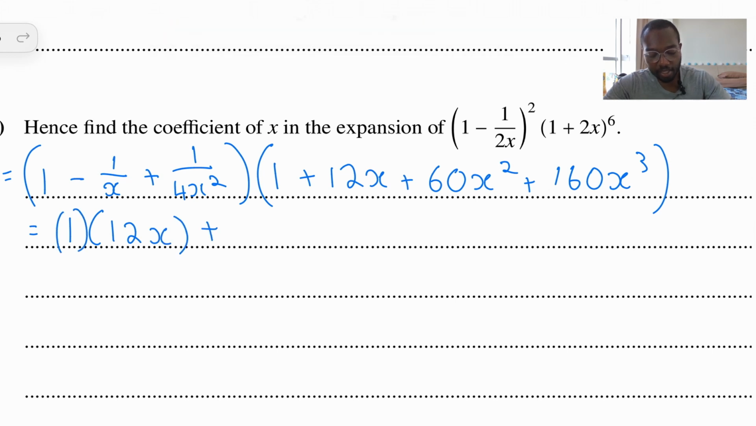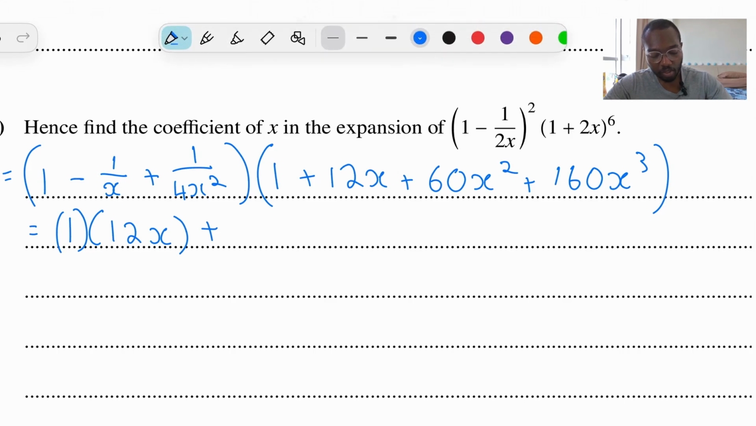Now for the next value now, this minus 1 over x, well, which value will give us an x coefficient? Well, if it's 1 over x, therefore, it will be the 60x squared, because the x would cancel out and we'll be left with just x, right? So our second calculation would be the minus 1 over x times the 60x squared.